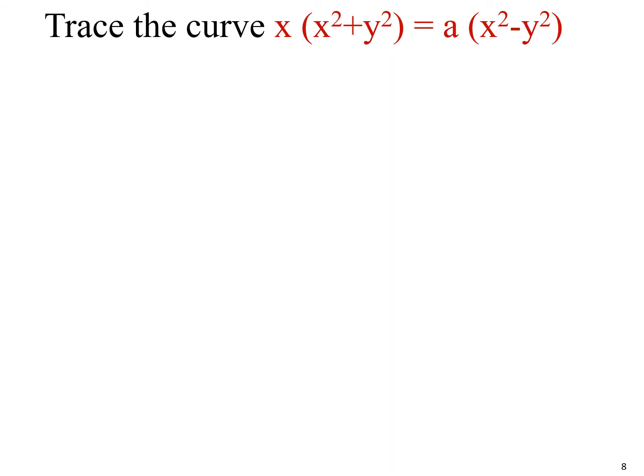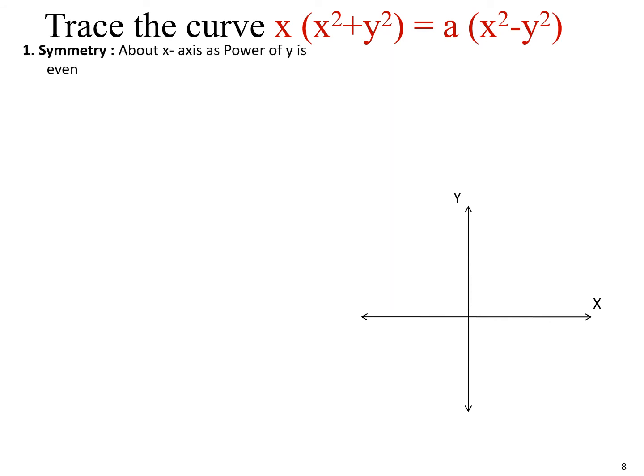x into (x square plus y square) is equal to a into (x square minus y square). So let's take the XY plane where we will draw our curve. Okay, so first we will find out the symmetry. So here x appears with power 1, which means it is odd. Then it is not symmetric about the y-axis, but y powers are even, then the curve is symmetric about the x-axis. Okay, so we will draw the dash shaded area below the x-axis.